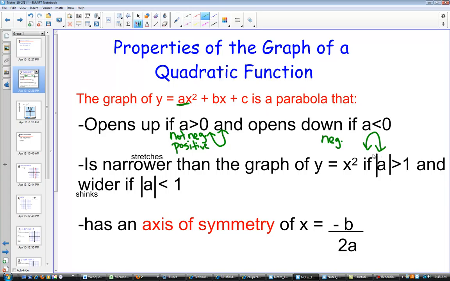All right, so that's huge. When you look at the equation, you should know what this parabola looks like. That's the first thing that you should notice. Is it going to be upward or is it going to be downward?